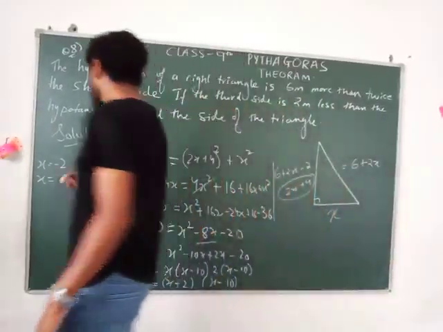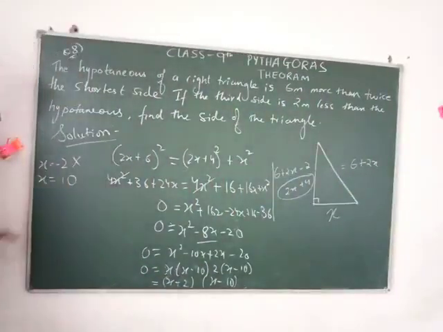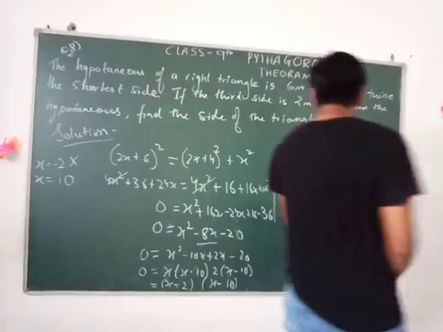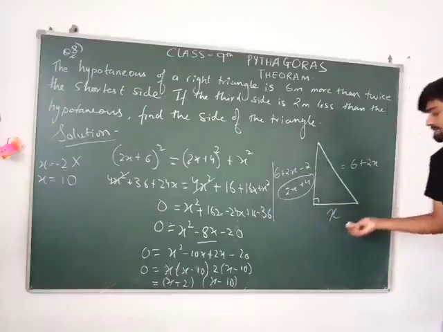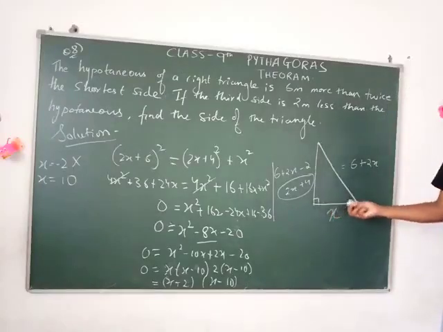So the negative number I'll measure, I'll take the positive one. Okay. So I know the length of this side. X is equal to 10 centimeters. So the length of this side is 10. What is the length of this side going to be?